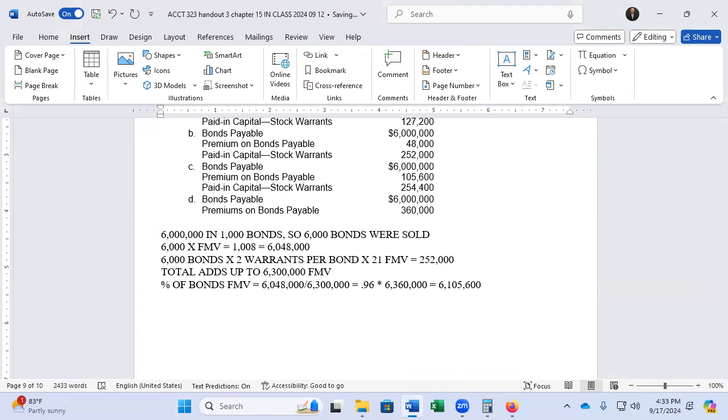So if you were looking to allocate this based on that, even though it wasn't required, if you're doing the entry, I'm going to do it in two parts. You'd have debit cash for 6,105,600. You have a credit to premium on bonds payable, and that's 105,600. And then you'd have a credit to bonds payable of 6 million.